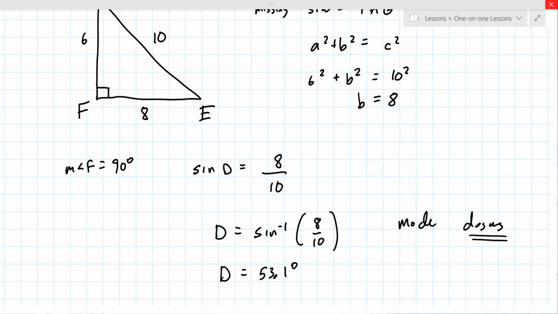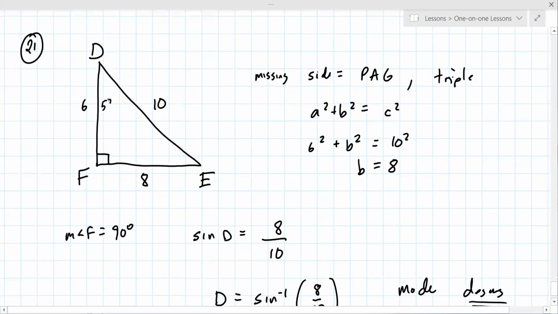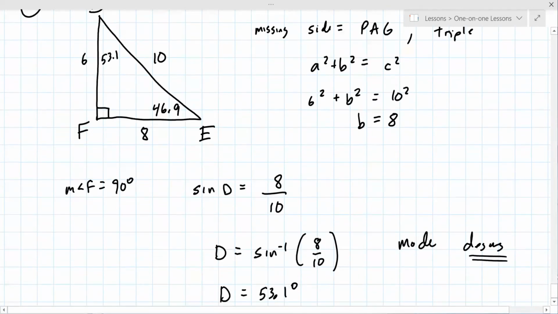53.13. Great. So it says round to nearest tenth. So we got 53.1 degrees for D. What you do not want to do is use the trig identities again, because you just know that this other angle is 90 minus that one. So it's 46.9. That's very important because you want to save time on your exam. You don't want to be redoing these over and over again.